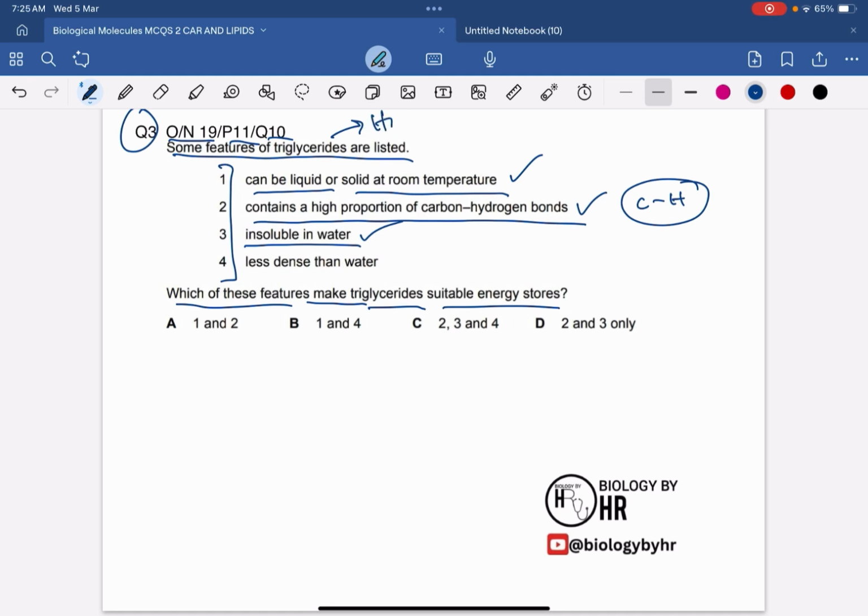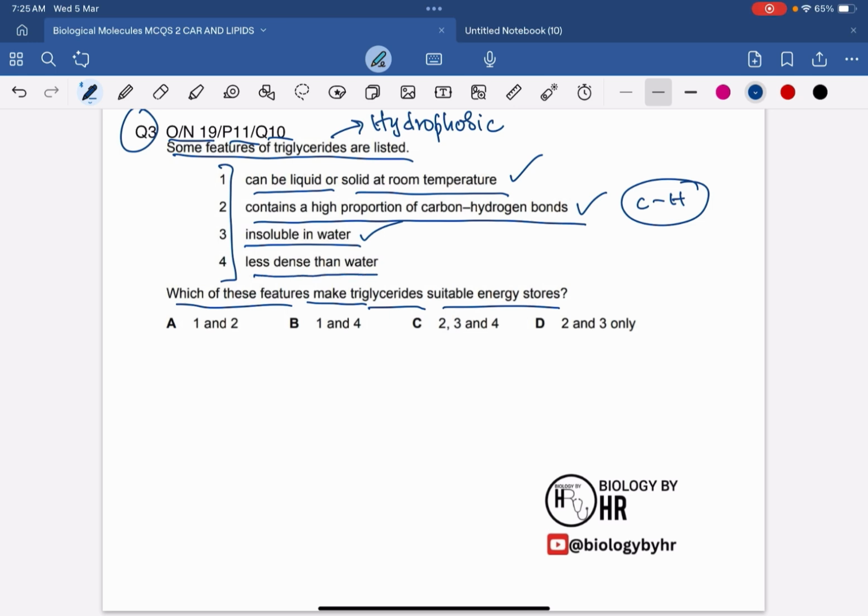The triglycerides are hydrophobic in nature. Due to their hydrophobic nature, they cannot mix with the water molecules, so they are efficient for energy storage as they won't mix with the other bodily fluids, right? So this is a suitable feature.